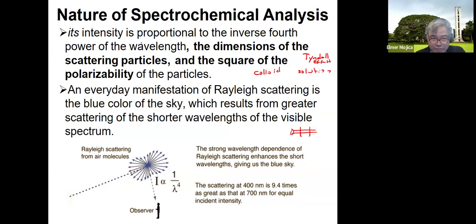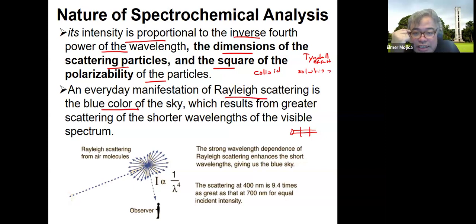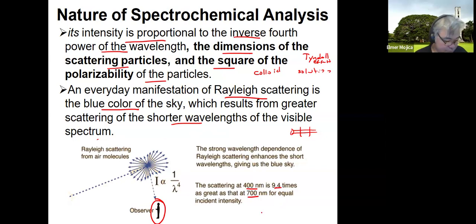If you look at the scattering, its intensity is proportional to the inverse fourth power of the wavelength, the dimensions of the scattering particles, and the square of the polarizability of the particles. An everyday manifestation of Rayleigh scattering is the blue color of the sky, which results from the scattering of the shorter wavelengths of the visible spectrum. There is Rayleigh scattering from the air molecules, so the intensity is the inverse of the fourth power of the wavelength. So you only see the blue sky. 400 nanometers is 9.4 times greater than 700 nanometers for equal incident light.